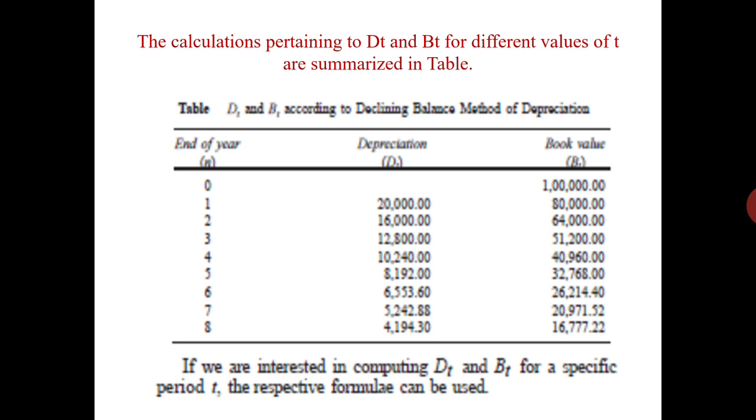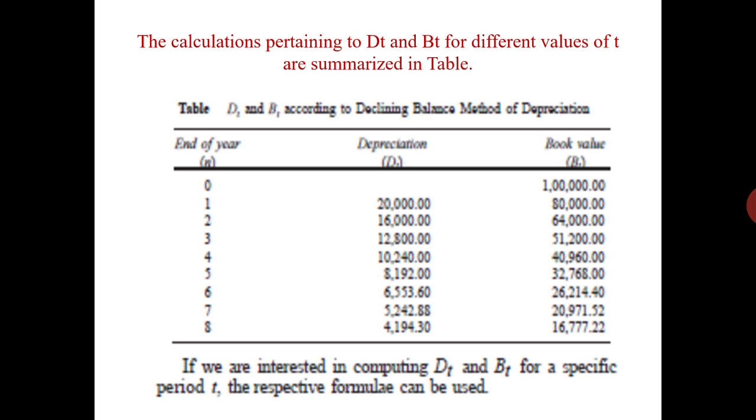In the 0th year, the initial cost of the equipment, that is the book value of the 0th year, is 1 lakh. In the 0th year there is no depreciation. The first year we already calculated: the depreciation of the first year is 20,000 and the book value of the first year is 80,000. The second year we also calculated: the depreciation value of the second year is 16,000 and the book value of the second year is 64,000.